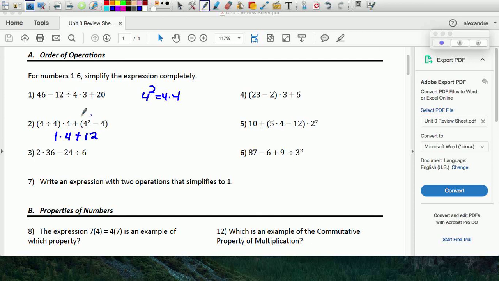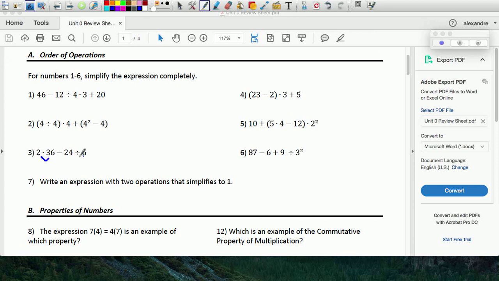Order of operations now, I have to do multiplication. So 1 times 4 is 4, plus 12 equals 16. So that was not that bad.